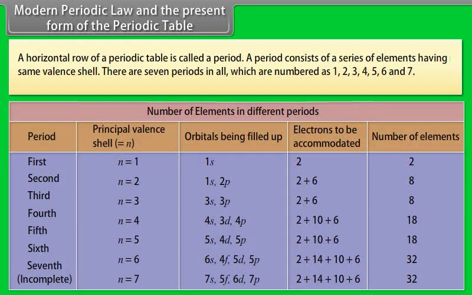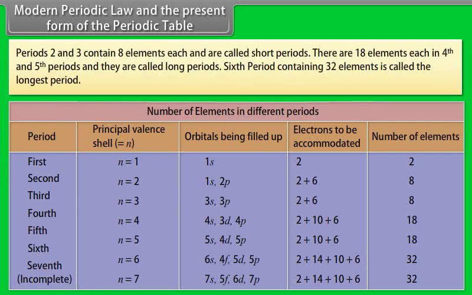There are 7 periods in all, which are numbered 1, 2, 3, 4, 5, 6 and 7. Periods 2 and 3 contain 8 elements each and are called short periods. There are 18 elements each in the 4th and 5th periods and they are called long periods. The 6th period, containing 32 elements, is called the longest period.